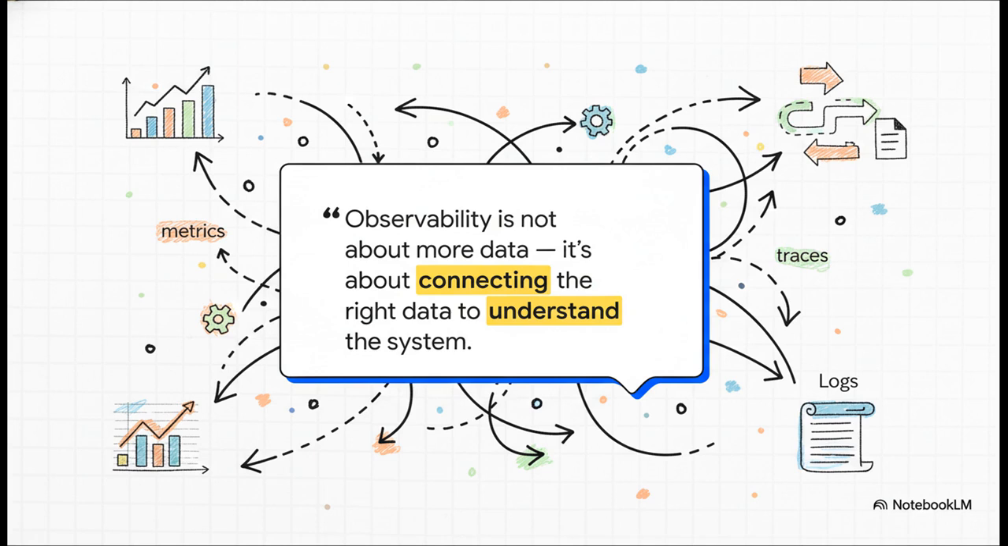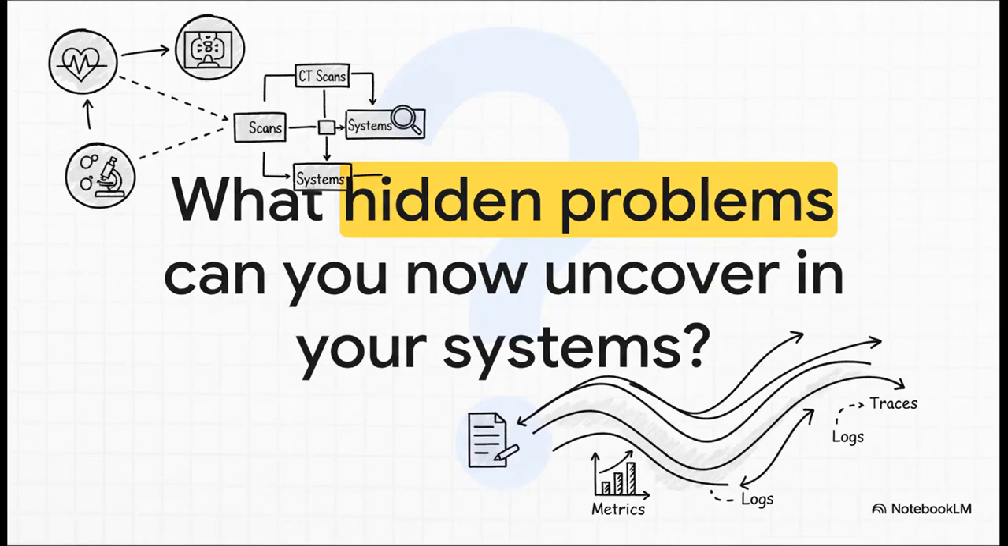True observability isn't just about collecting more and more data. It's about connecting the right data. It's about using metrics, traces, and logs together to tell a coherent story about what your system is actually doing. And that really just leaves us with one final question. Now that you have this diagnostic framework, this idea of vitals, CT scans, and biopsies, what hidden problems, what mysteries could you finally go and uncover in your own systems?